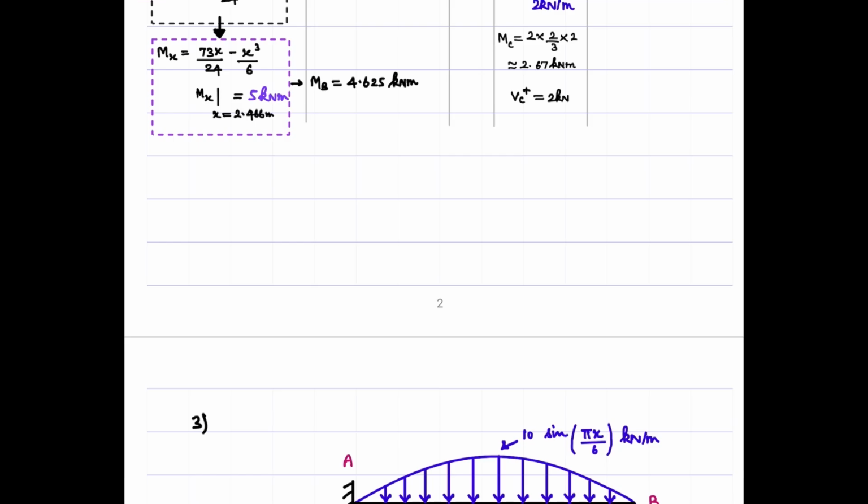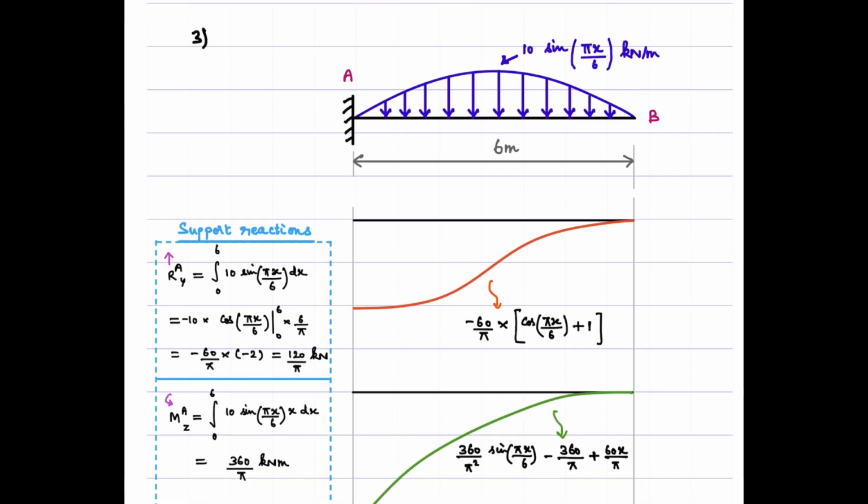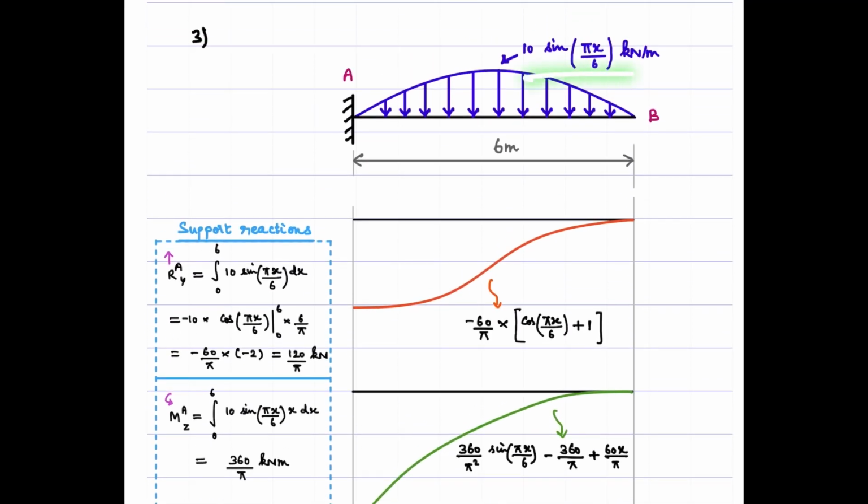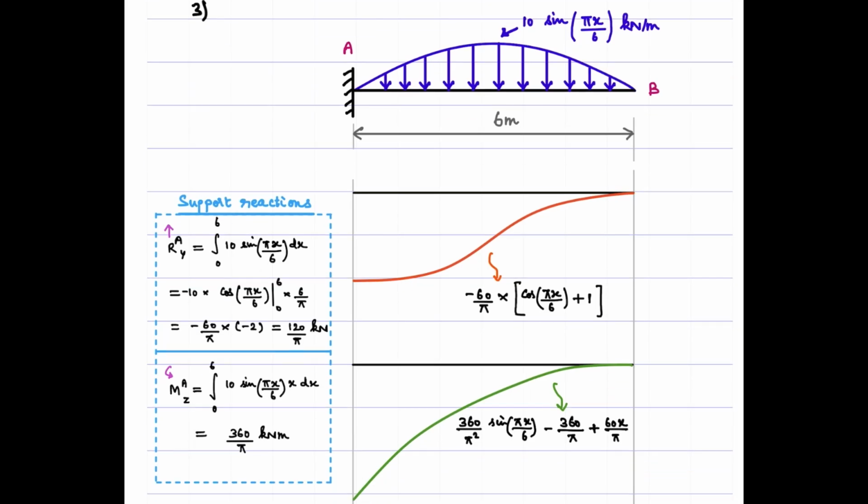All right. So we'll go to the third problem. It is going to be more interesting. Here we have the load in the form of a sine wave. Okay. So it's going to cause a little challenge. It's going to be a bit more interesting, however. The first step is to determine the support reactions.